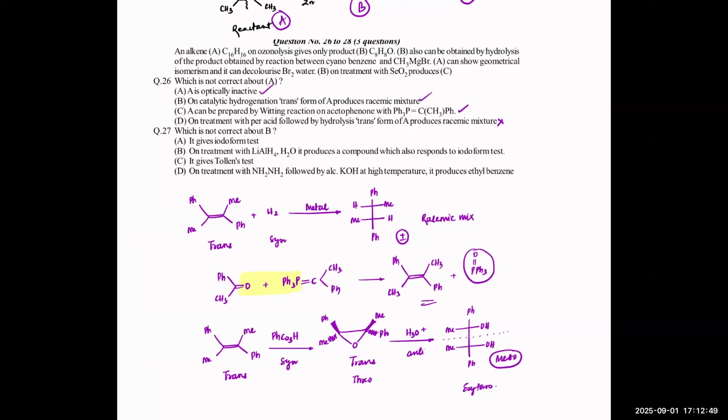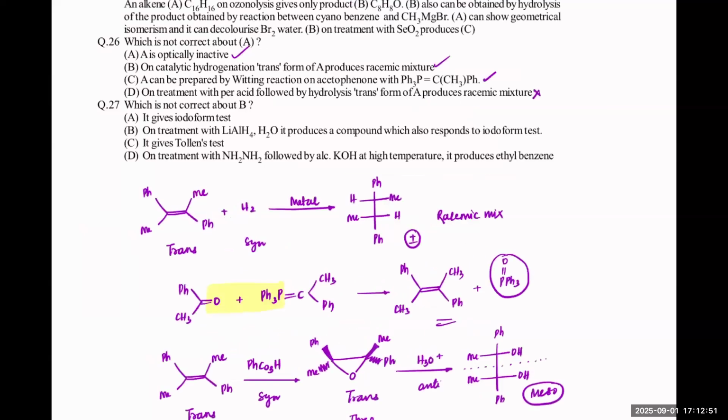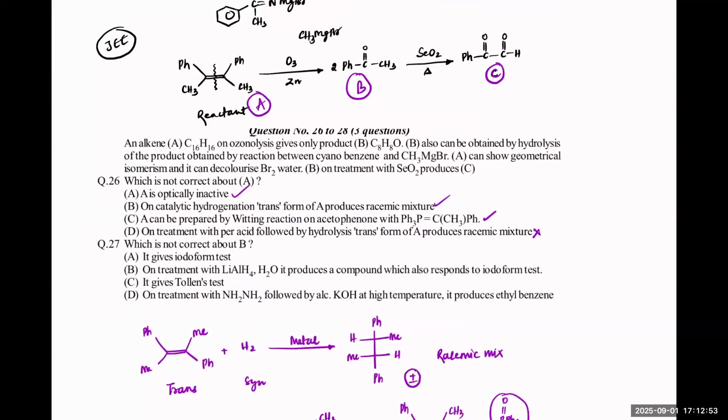Check 27 now. Which is correct about B? What is B? This one is that keto form. B gives iodoform, which is true, because there is an open methyl group. On treatment with lithium aluminum hydride, H2O, it produces a compound which also responds to iodoform. That is also true. Why?